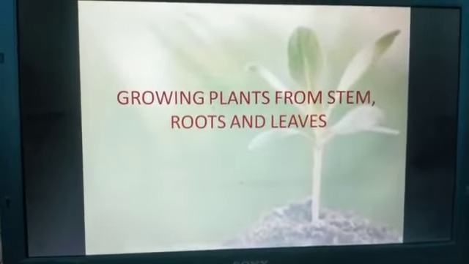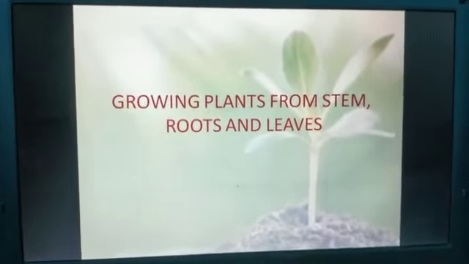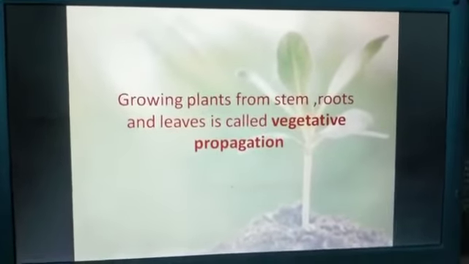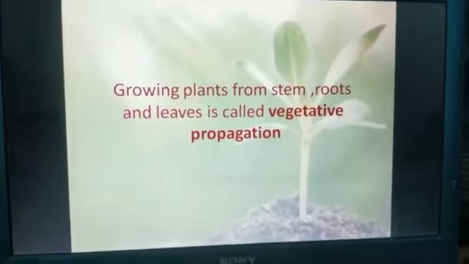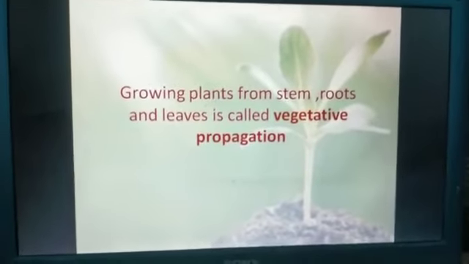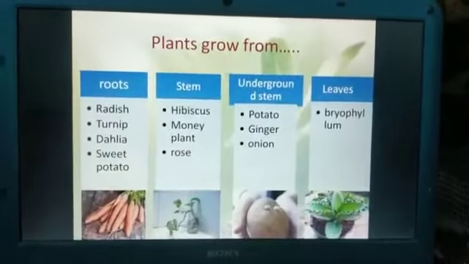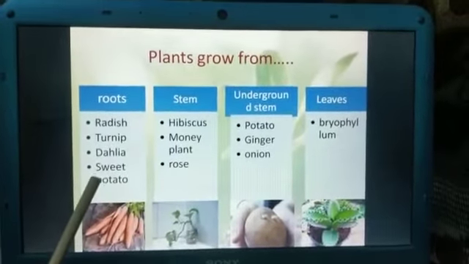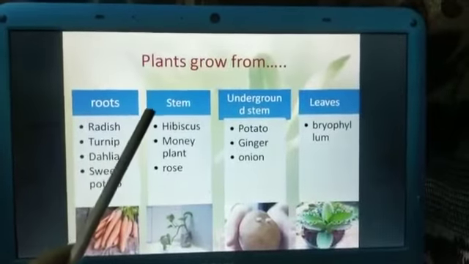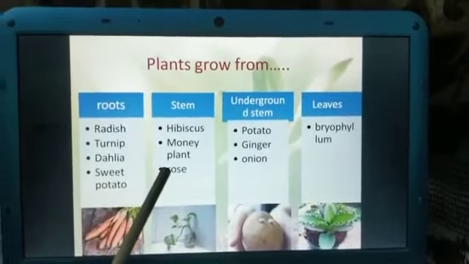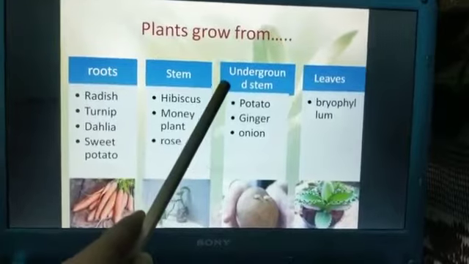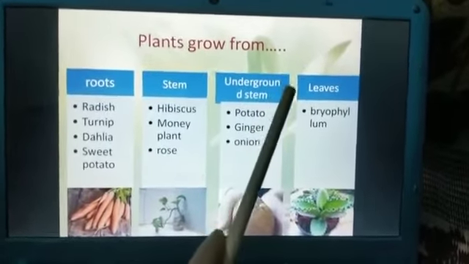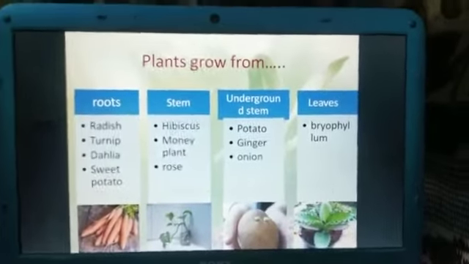Apart from seeds, plants also grow from stem, root and leaves. Growing plants from stem, root and leaves is called vegetative propagation. Plants grow from roots, for example radish, turnip, dahlia, sweet potato. They also grow from stem, for example hibiscus, money plant, rose. Examples of underground stems are potato, ginger, onion. Plants that grow from leaves include bryophyllum.